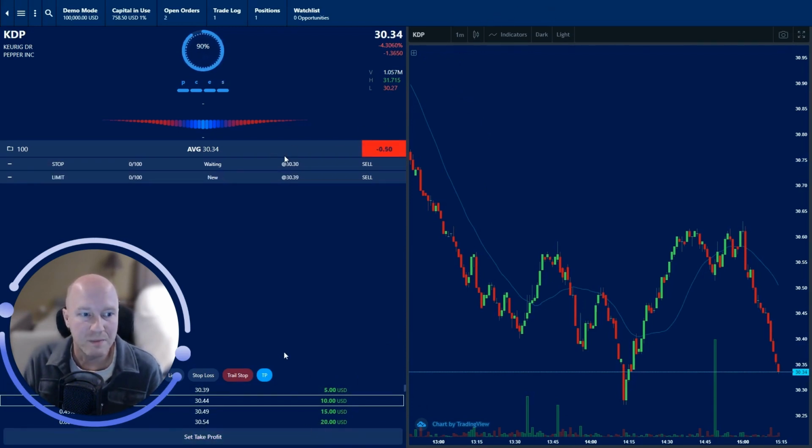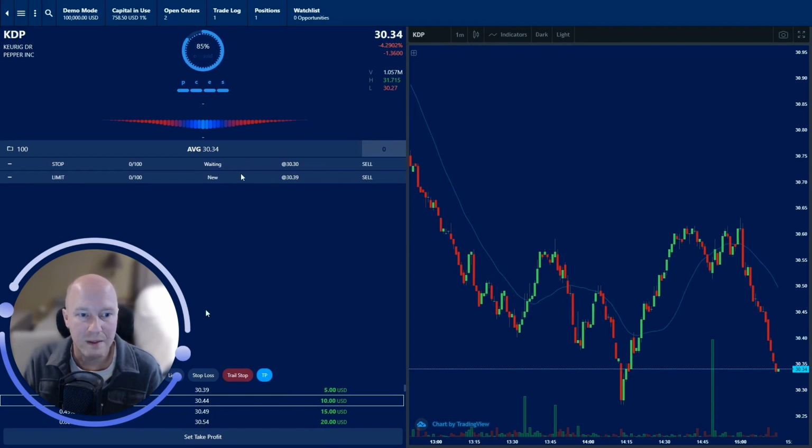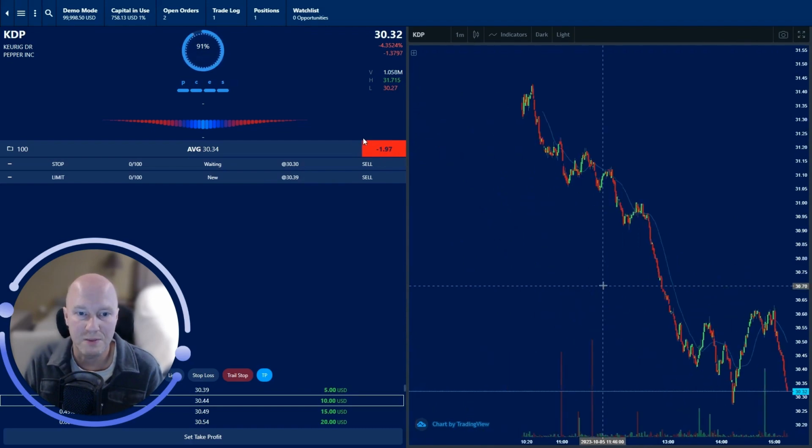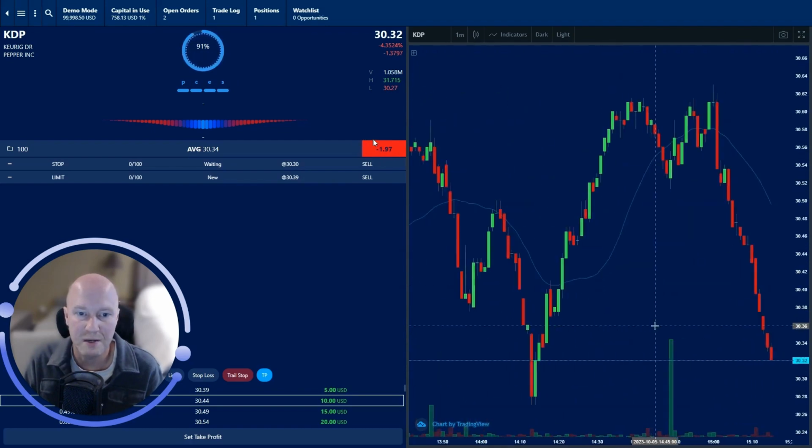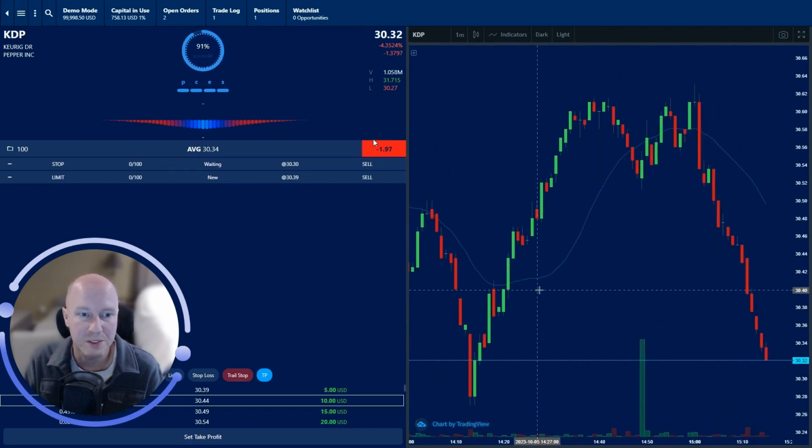So I'm in the position. My stop loss is set. My limit price is set, and you can see here that this is basically my profit and loss. If it's red and shows a negative value, that means I'm currently losing this much money on the particular trade. And if it's green and positive, that's the amount of profit.